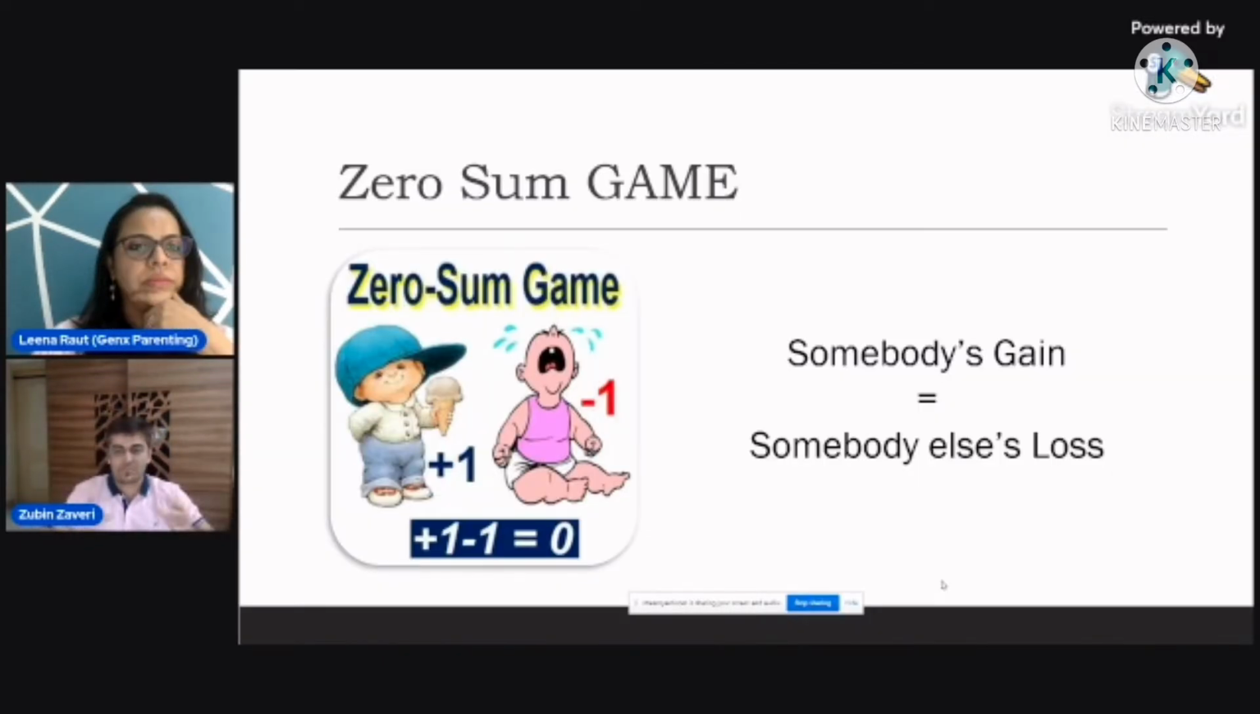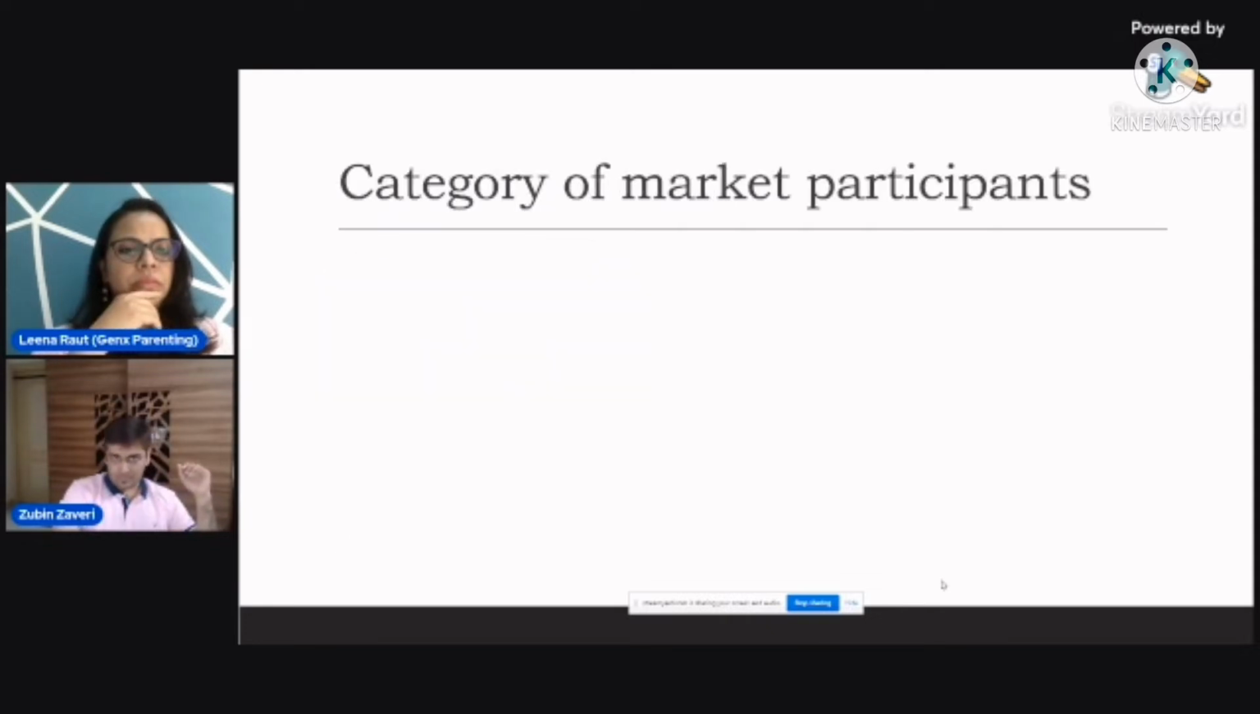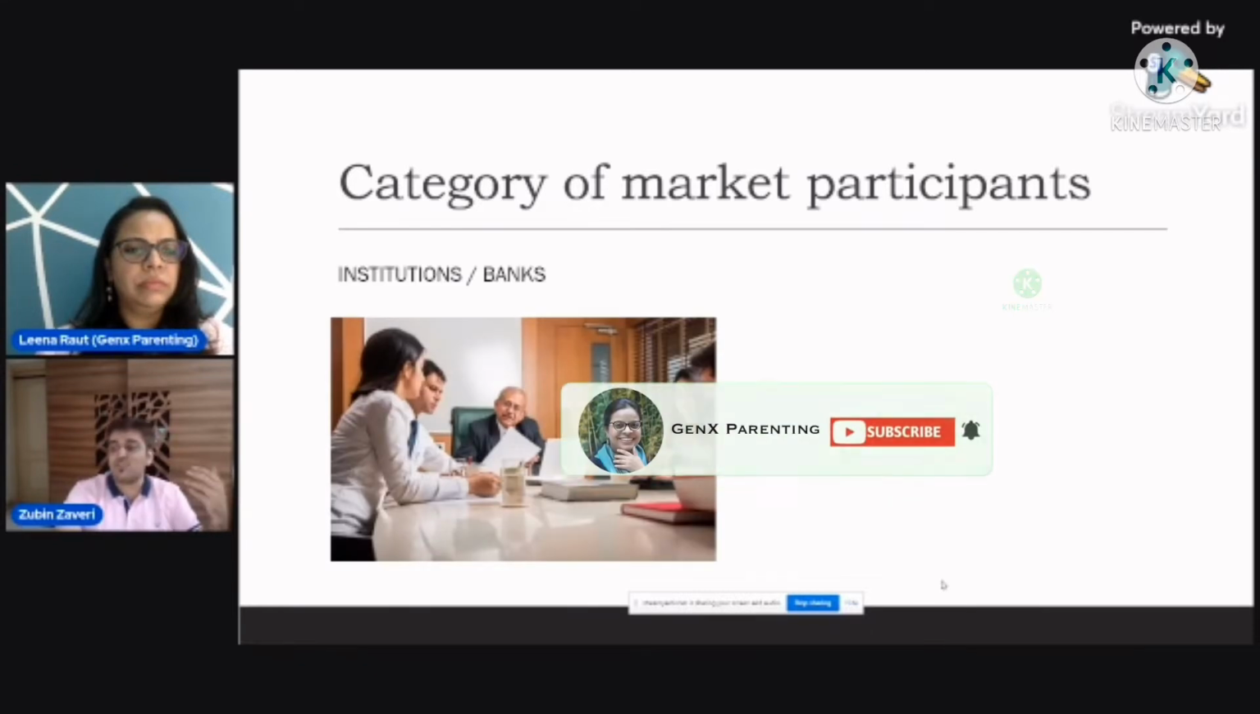When we are talking about all these people who enter the stock market, they are called market participants. These market participants are broadly classified into two categories. Who are these categories? The first category of people are very professional, very knowledgeable people. The big investors, the big biggies. What do we call them? We call them the institutional people.